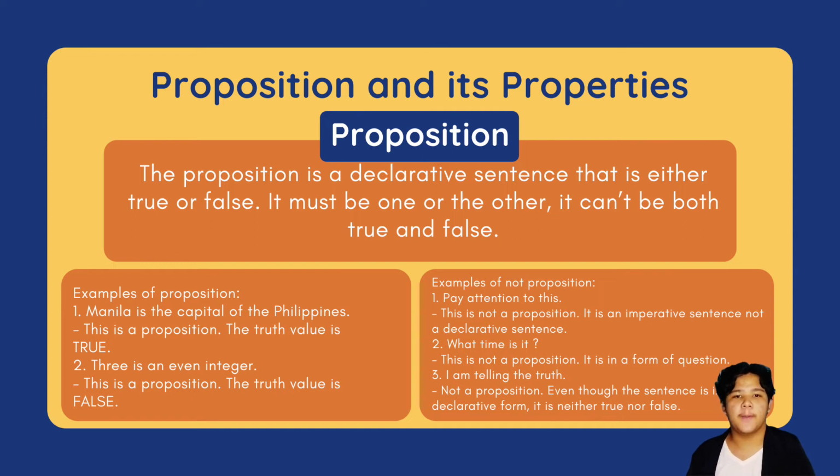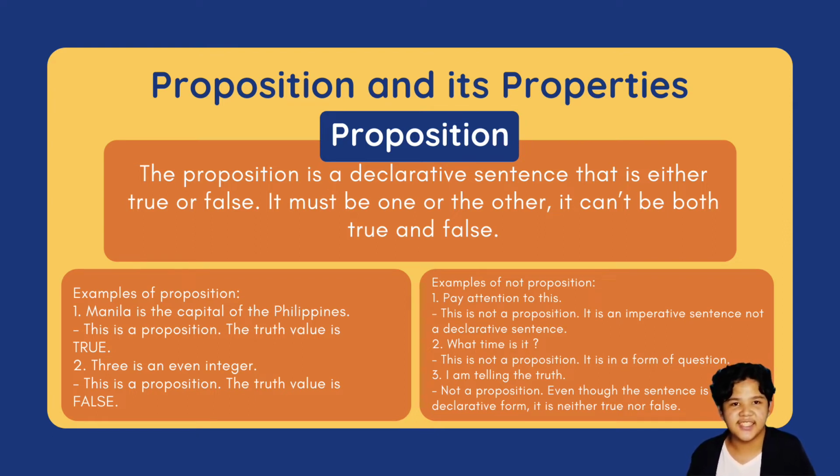Let us first define proposition. A proposition is a declarative sentence which is either true or false. It must be one or the other, and it can't be both at the same time. We're not talking about Schrödinger's cat after all. For further understanding, here are some examples. Manila is the capital of the Philippines.